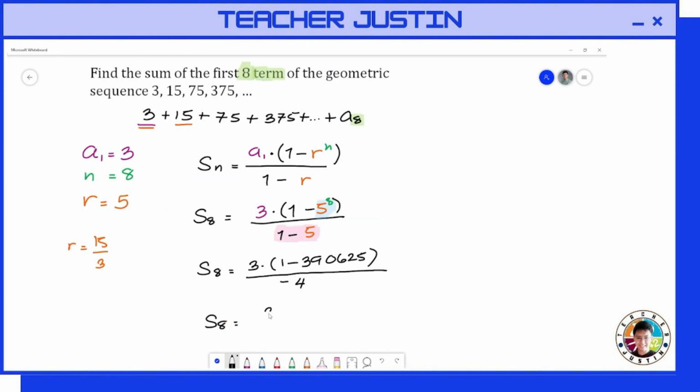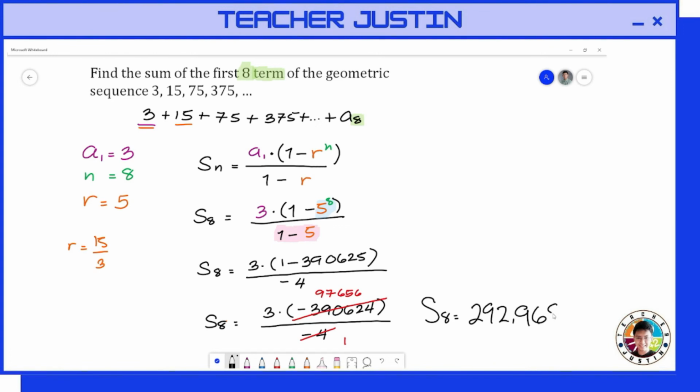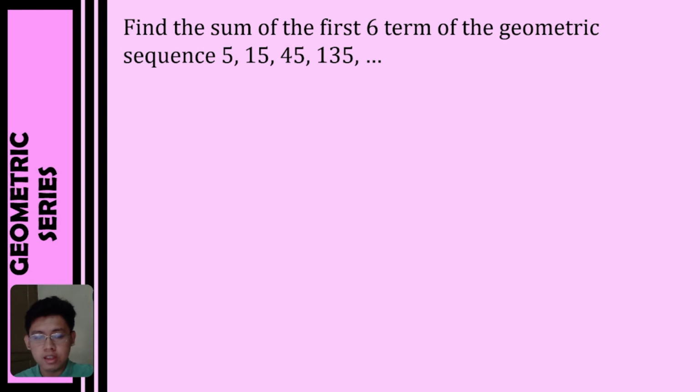Let's combine the 1 inside the parenthesis. So 3 times negative 390,624 all over negative 4. Let's simplify. We can divide negative 390,624 and negative 4. Negative 4 will become 1 and the numerator will become 97,656. Then let's multiply 3 and 97,656, and their product will be 292,968. So the sum of the first 8 terms of this geometric sequence will be 292,968.